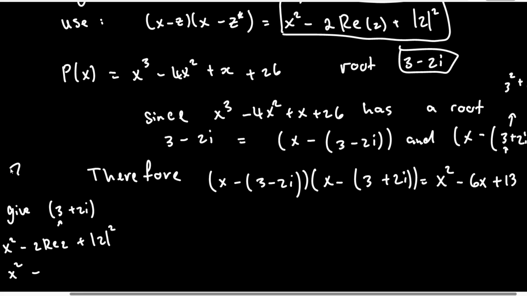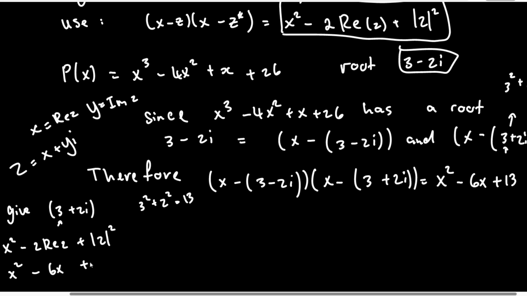Well, the real number, if we go back to our example, where x is equal to the real part, and y is equal to the imaginary part of z. So you just take 2 times the real number. So you just take 2 times 3, which is 6x. And then we find the modulus. So the modulus is 3 squared plus 2 squared. That's 13. So it's just plus 13. Now we can say the following.